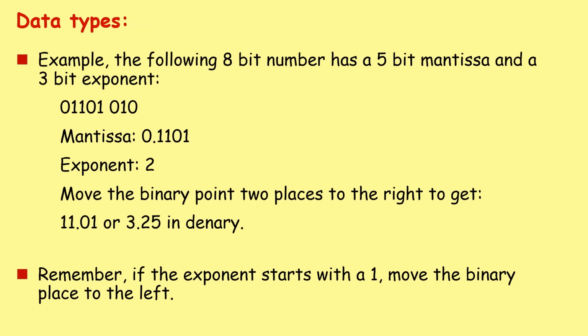Example, the following 8-bit number has a 5-bit mantissa and a 3-bit exponent. So the number we're given is 01101010. Our mantissa is 0.1101. Our exponent is 2. Move the binary point 2 places to the right and we get 11.01, which is 3.25 in denary. Remember, if the exponent starts with a 1, move the binary point to the left instead.